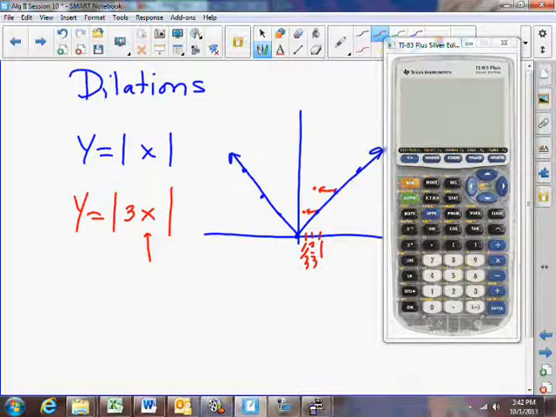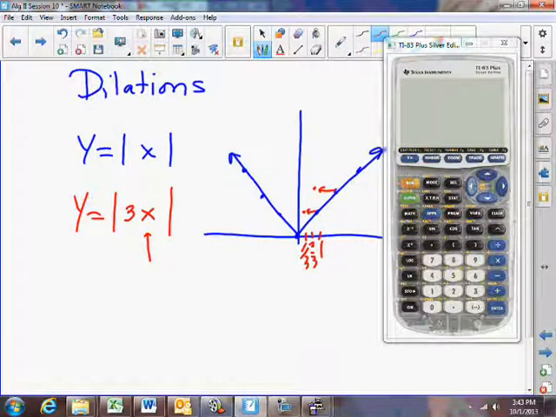So what really happens when you multiply x by a number before you perform the function, it compresses it horizontally to 1/3 its original width. Now, once again, that's counterintuitive. We're multiplying by 3, but what that ends up doing is compressing it horizontally to 1/3 of its width.